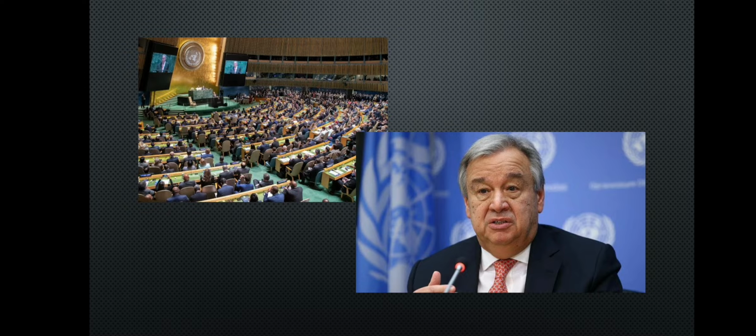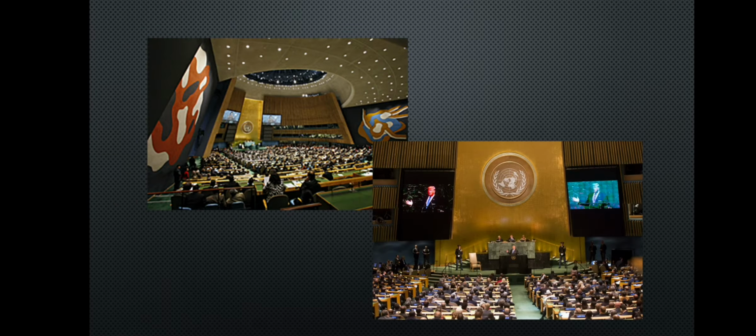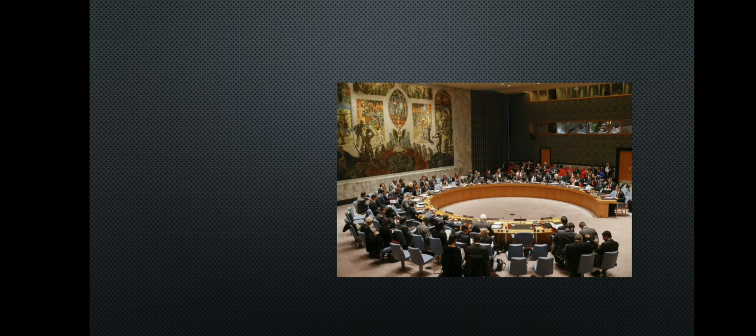And apart from giving a platform to discuss the problems, the General Assembly is also responsible for the UN budget, appointing members to the UN Security Council, appointing the Secretary General of the UN, receiving reports from other parts of UN, and making recommendations through resolutions.